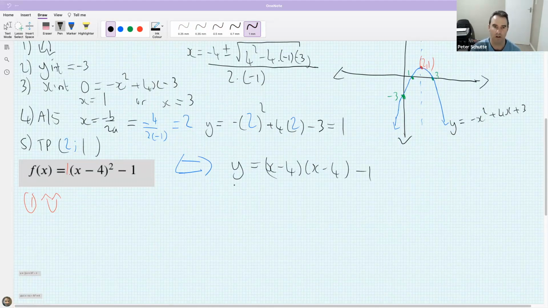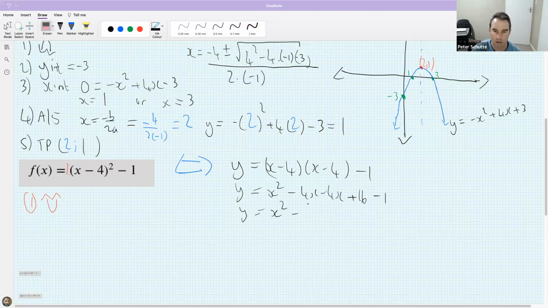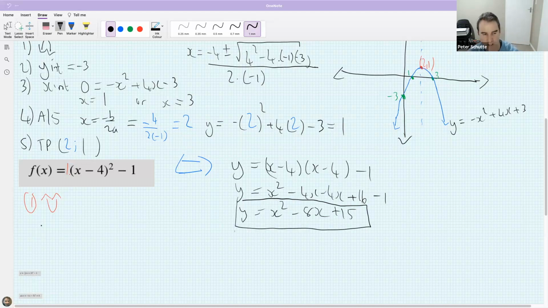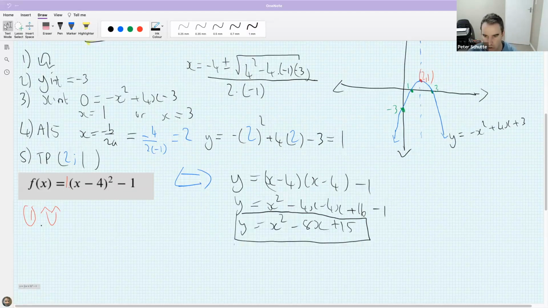So if you like, you can rewrite this minus 8x, and then this is going to be plus 15. So this would be the standard form. This would be the turning point form. Now, there are some advantages to the turning point form, but either way, you need to get me those 5 steps. So use whatever you want to get those 5 steps, and then I will show you the 2 ways you could have done it.